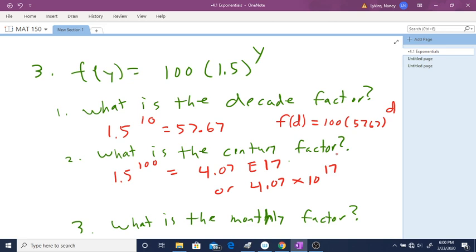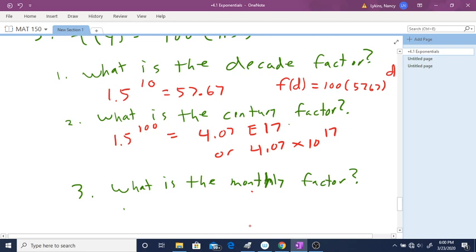Now, lastly, it's going to ask you for a monthly factor. How do we determine what the monthly factor is? Now, this is a little bit different because you're not going to multiply it. You're not going to think of 10 or 100 or 1,000 or whatever. Think of monthly. We're going to go backwards. So when we go backwards, think of fractions, okay? So I'm still going to use my 1.5.